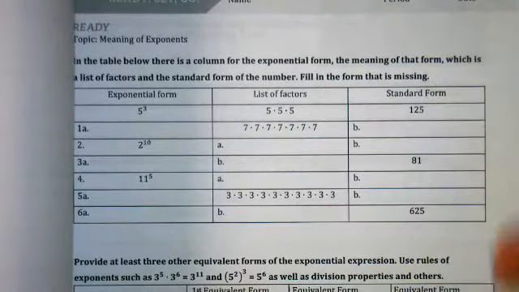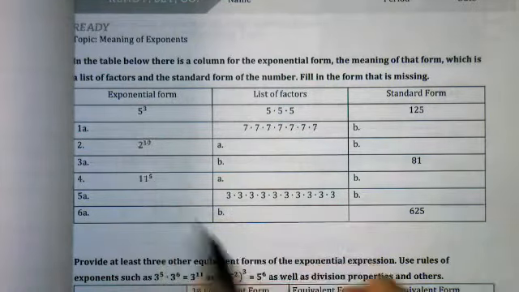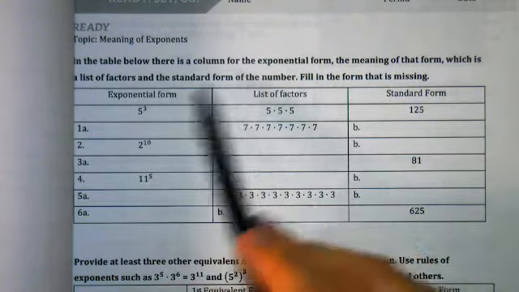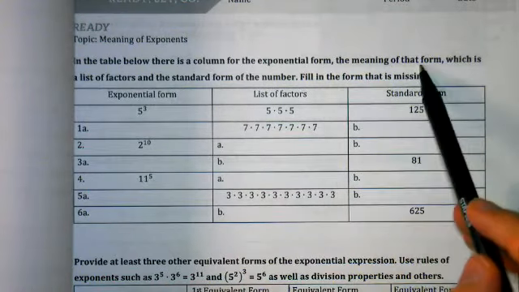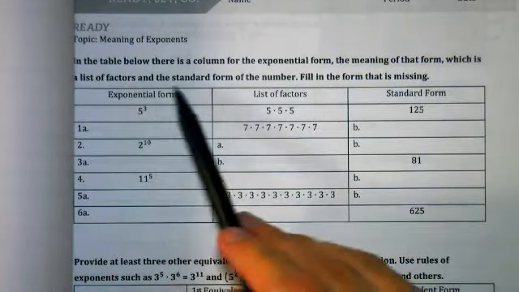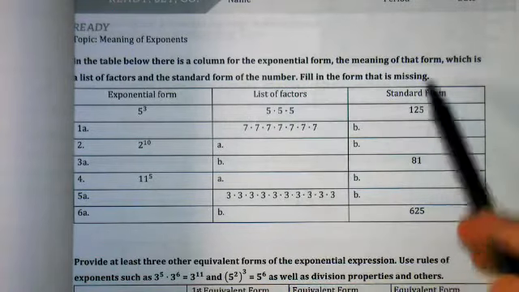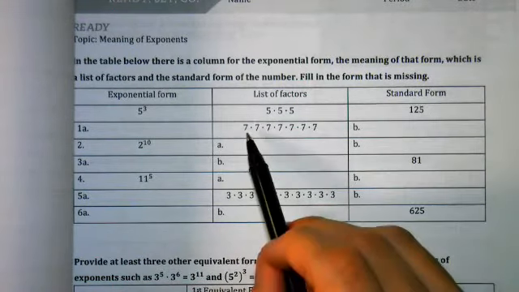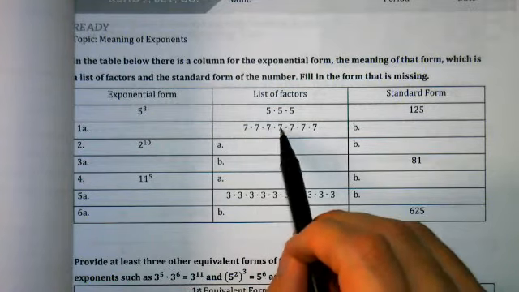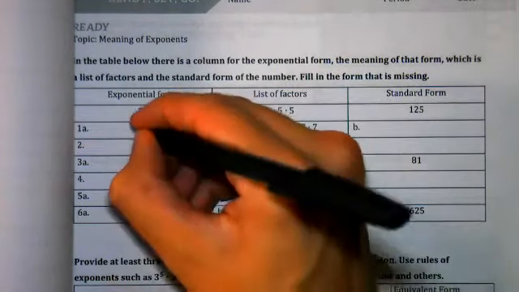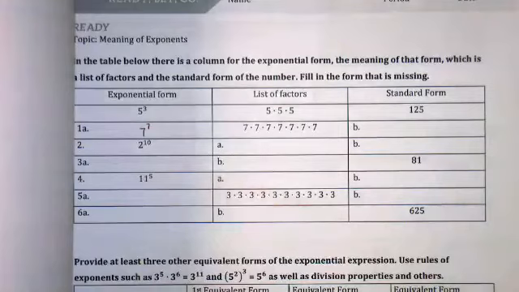We'll do the ready, set, goes. I'll show the answers here. So it says in the table below, there is a column for the exponential form, the meaning of that form, which is a list of factors, and the standard form of that number. Fill in the form that is missing. Okay, here we've got 1, 2, 3, 4, 5, 6, 7 sevens. This is 7 to the 7th power.